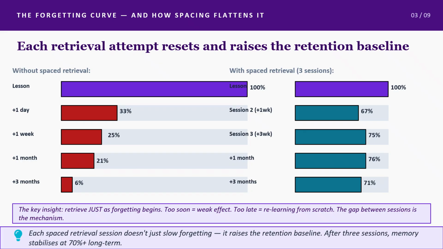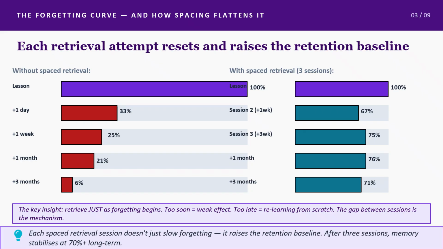Now introduce 1 spaced retrieval session. Not a full lesson of revision, just a 5-question quiz a week after the original lesson. What happens? The retrieval attempt at day 7 finds a memory that is substantially faded but not gone. The effort of retrieval rebuilds it. More importantly, it raises the baseline. After that second retrieval, the forgetting curve starts from a higher point. Decay is slower. Retention after a month is significantly higher.